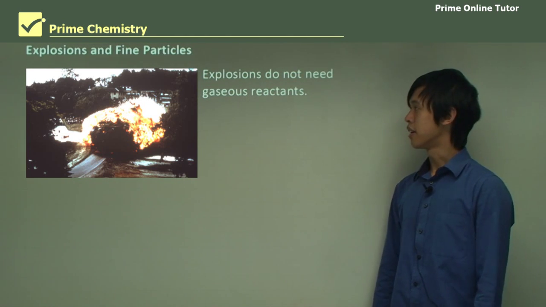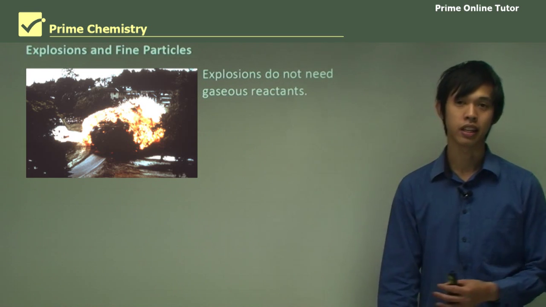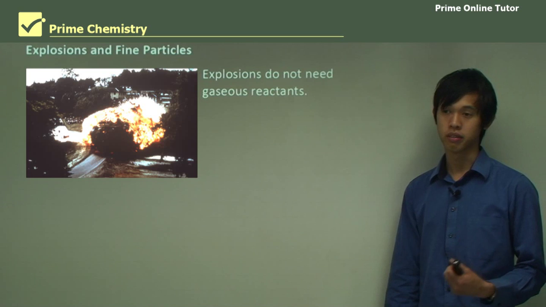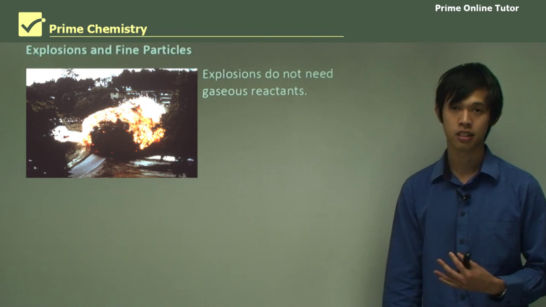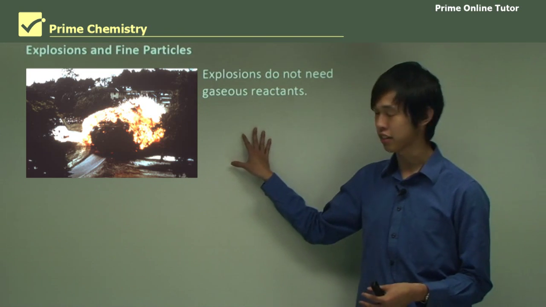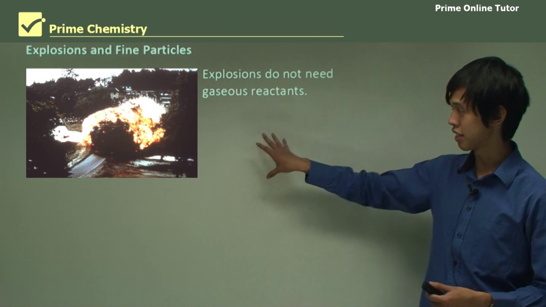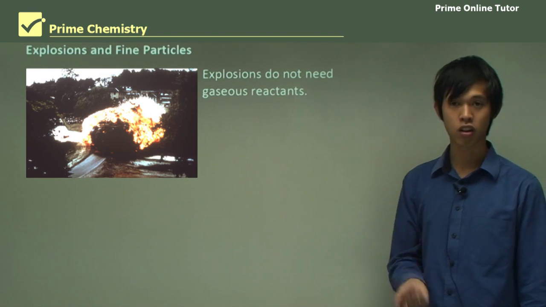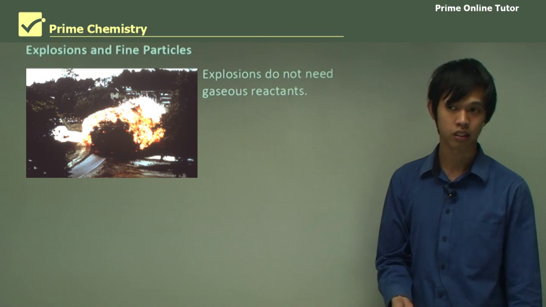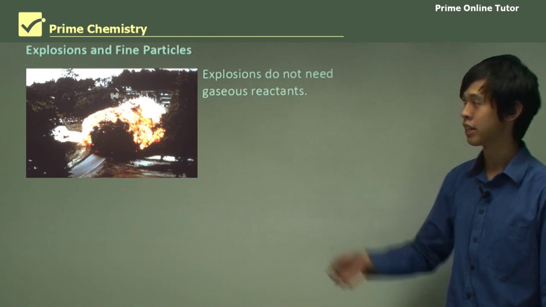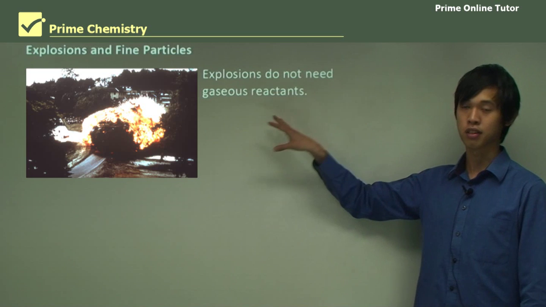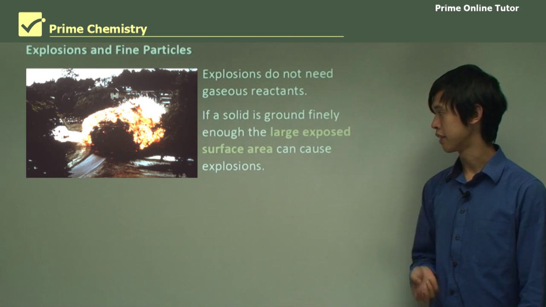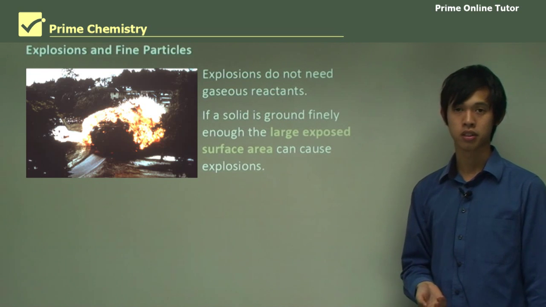Now, explosions do not need gaseous reactants. This is something that catches a lot of people off guard. Explosions don't just occur when there's gases. Okay, so in this picture, this is actually a coal explosion. You can see that that's an explosion, but it's caused by coal powder, not by petrol or something like that, or hydrogen. It's actually caused by coal. Now, if a solid is ground finely enough, the large surface area can cause explosions.